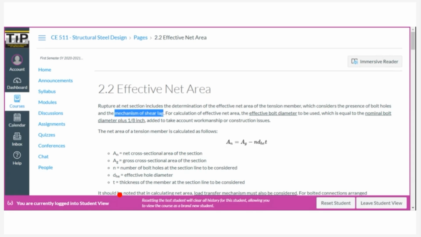For design purposes, usually we are given the bolt diameter, right? However, we do not use the nominal bolt diameter. In our case, we use the so-called effective bolt diameter.